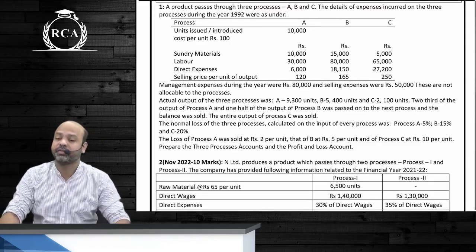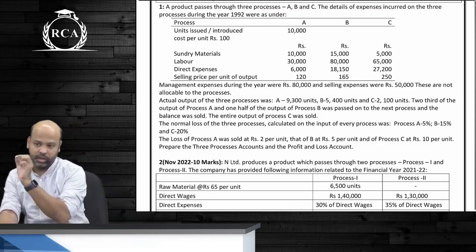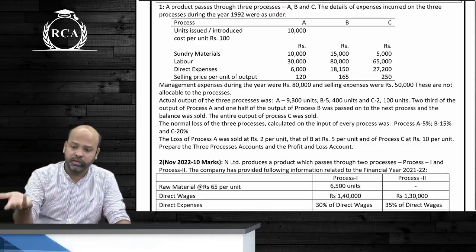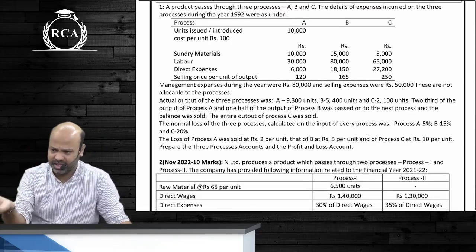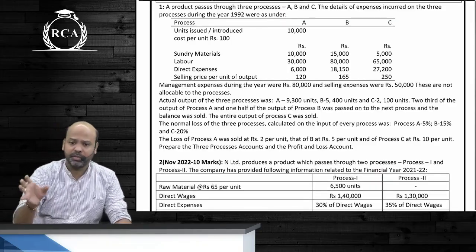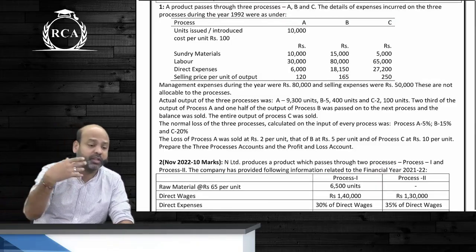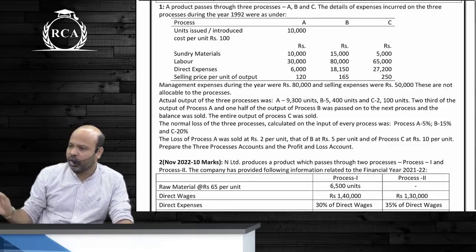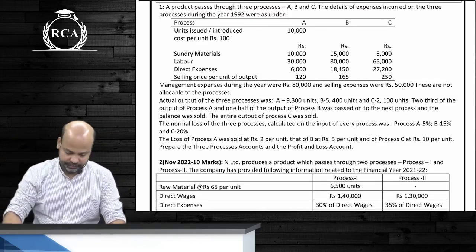Selling expenses were 50,000. These are not allocable to the processes. We're supposed to have common sense that only manufacturing expenses can be included in the process account. Management expenses and selling expenses are not manufacturing expenses. Process account is like a trading account without sales. It is the manufacturing account that we have learned in foundation. So you will not include all other expenses.